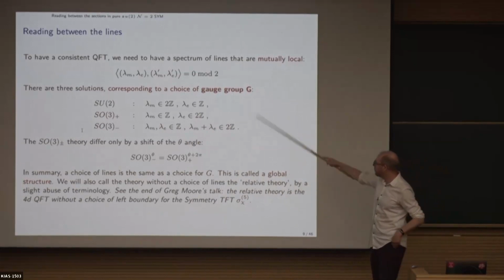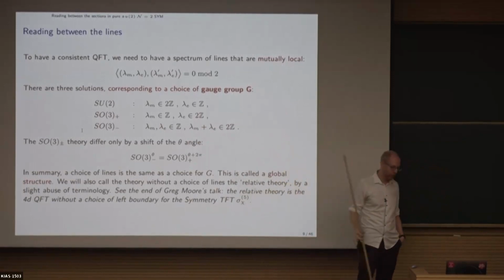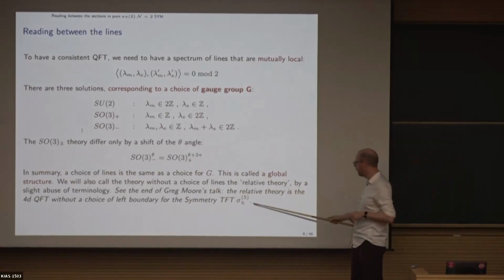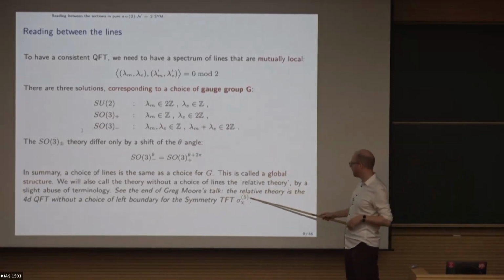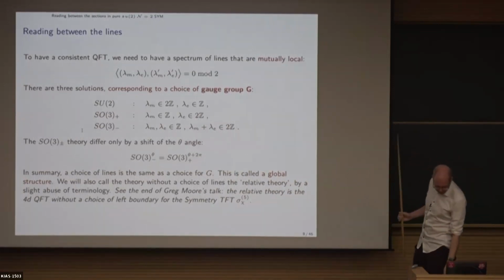So this choice of lines is what is called a global structure. That's what I will call a global theory. And then if you don't choose a line, that's what you will call a relative theory. That's precisely at the end of Greg's talk. That's when you have the symmetry TFT, without a choice of left boundary. So you haven't committed to a global form of the QFT.